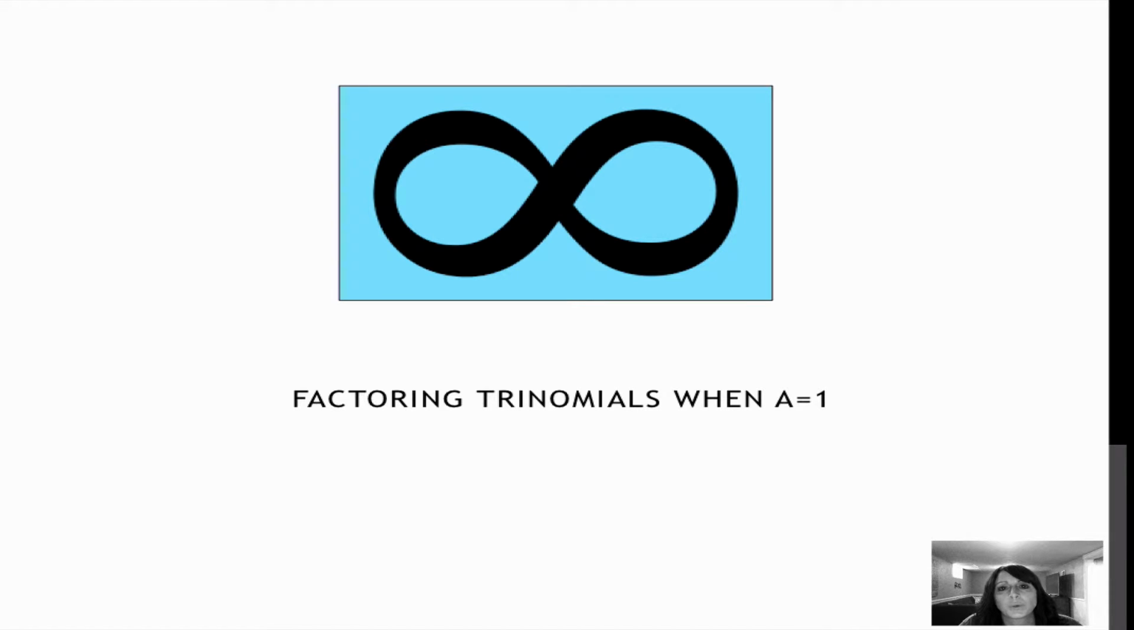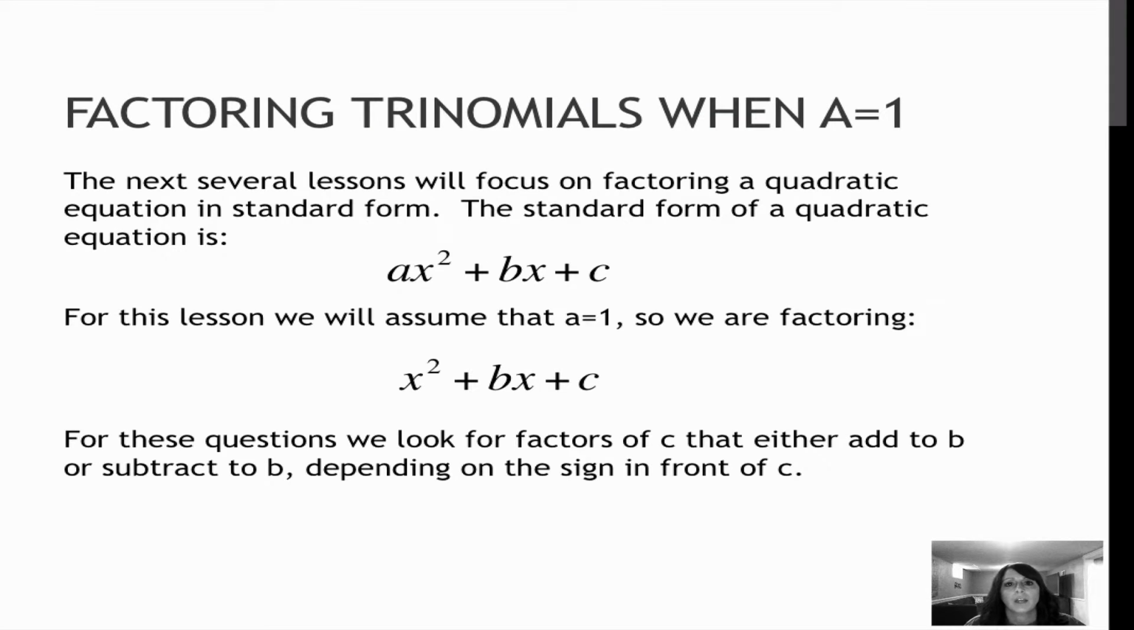The next several lessons, we're going to work on factoring a quadratic equation. We're calling it a trinomial because it has three terms, but what we're doing is looking at a quadratic that's in standard form. Quadratic means the highest degree is 2, and it's in standard form because it goes from highest degree to lowest. So this is a degree of 2, of 1, of 0.